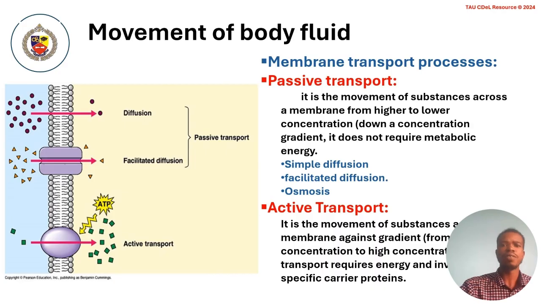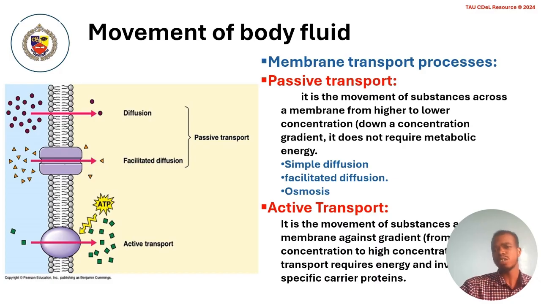Now, movement of body fluid. This body fluid is moved through the cell membrane by two different mechanisms. We have the membrane transport processes, different transport mechanisms, such as the passive transport and also the active transport.